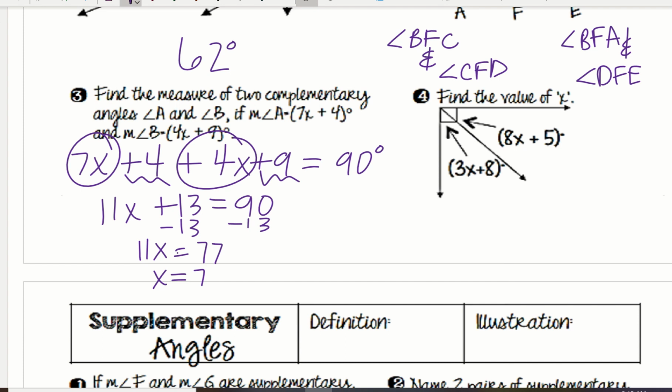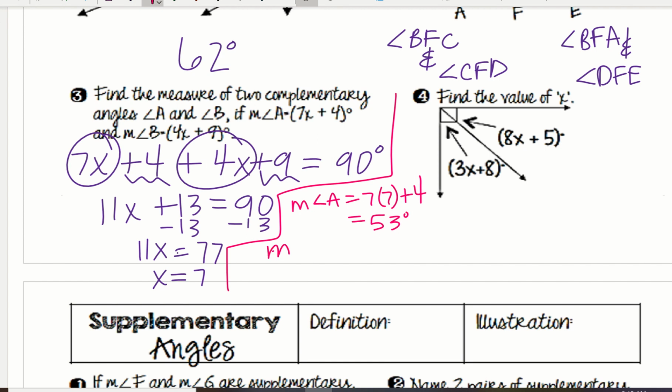So for angle A, I'm going to do 7 times 7 plus 4. Oh, I don't know why I put an extra parentheses, sorry. 7 times 7 plus 4. And yes, what did I get for that? 53.